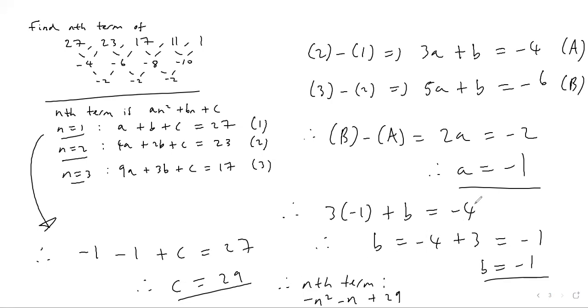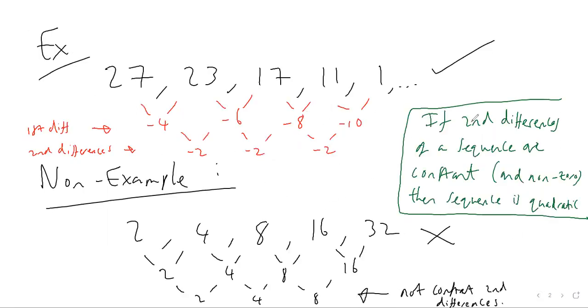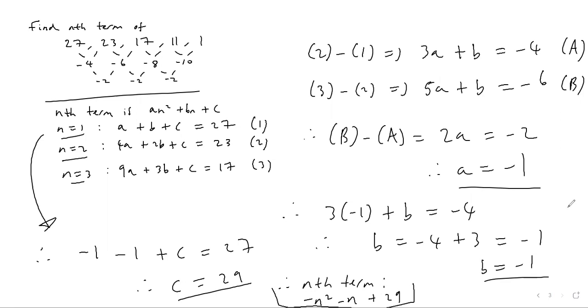So that would be how we would calculate the nth term of that sequence, just by getting some simultaneous equations and then solving those simultaneous equations. So that's one way in which you can calculate nth terms of quadratic sequences. And obviously to identify them, you just have to make sure that the second differences of the sequence are constant and non-zero. If that's the case, you have a quadratic sequence. So that's just a summary of how quadratic sequences work.